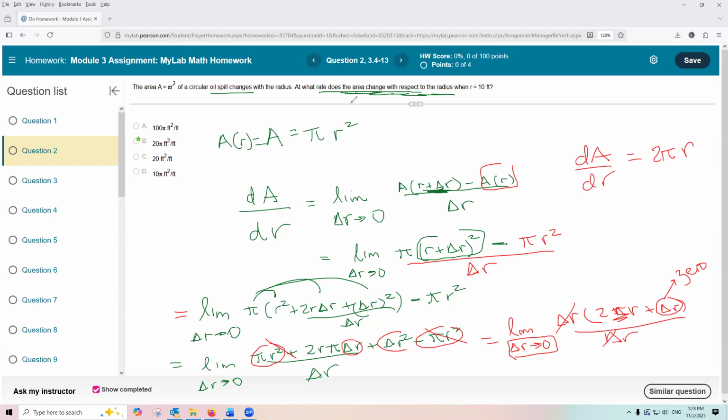All right, but they're asking us to evaluate dA dr when r equals 10. So this is just going to be 2 times pi times 10. So 20 pi is the answer they're looking for here. So the answer here is 20 pi.